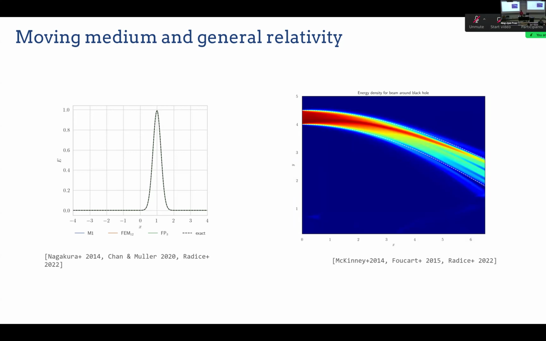Similarly, we also tested how things look in our M1 code when you have a non-flat background. So I'm just showing you M1 in this plot because you need a lot of angles to actually do beams nicely. So what you have here is a Schwarzschild black hole, and then you have a radiation.